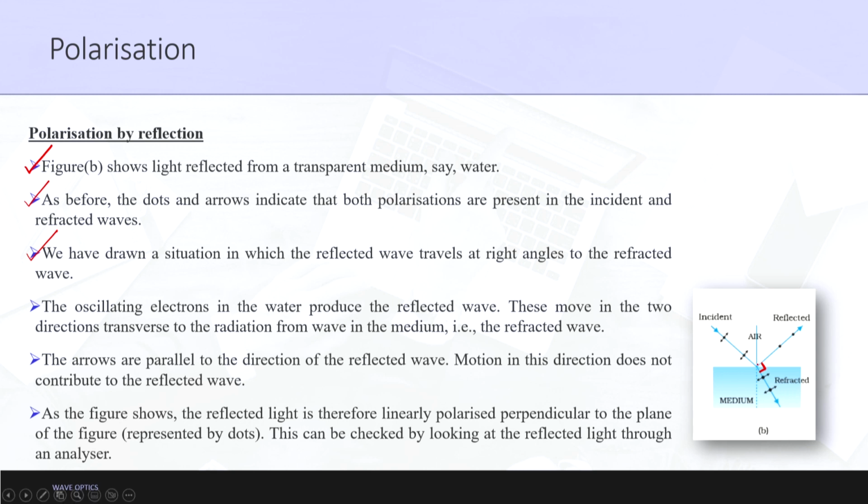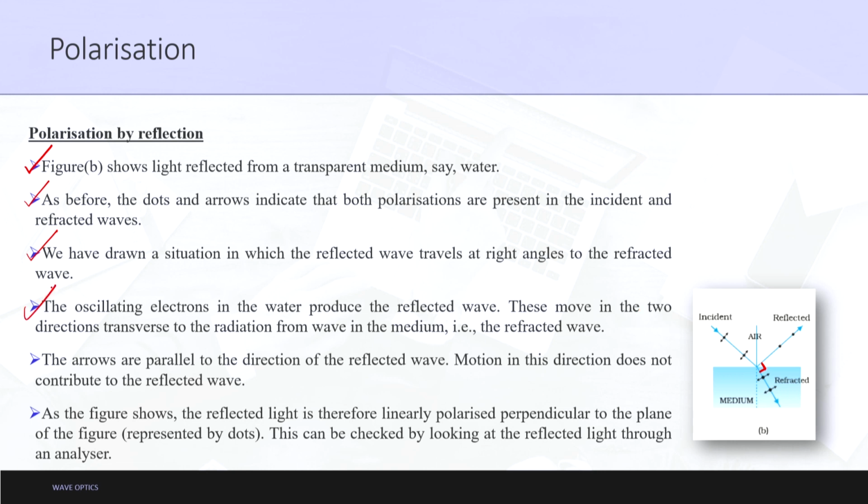Okay. The oscillating electrons in the water produce a reflected wave, quite evident. Oscillating electrons produce a reflected wave, as the concept we already understood in Newton's principle. Only we are assuming them as wavelets as unpolarized light here. So that is the only difference, the rest of the concepts are the same. The oscillating electrons in the water produce a reflected wave. These move in two directions, transferring the radiation from the wave into the medium, that is a refracted wave.